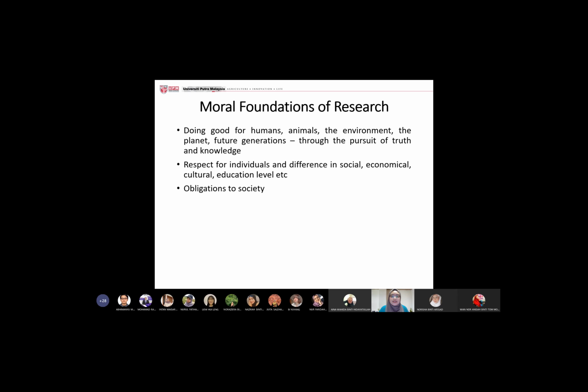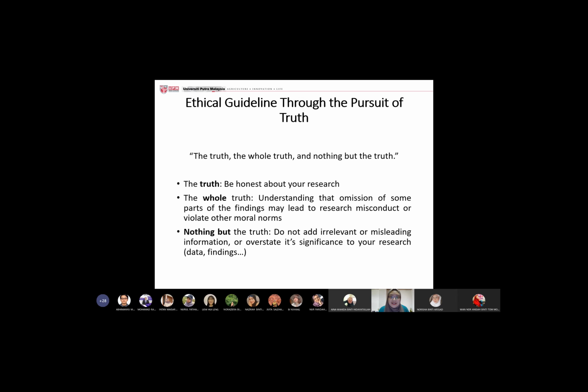And let's see. Now, the ethical guideline through the pursuit of truth. Okay, so I'm sure that if you watch movies, especially Western movies, people say a lot in dramas or something when they go to the court, they will say, okay, I swear to tell the truth, the whole truth and nothing but the truth. So this is a very widespread use of this sentence basically. And this can actually be used to guide you, okay?